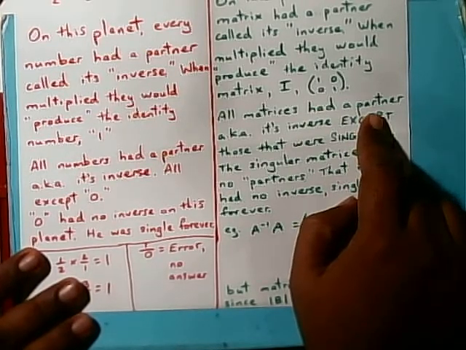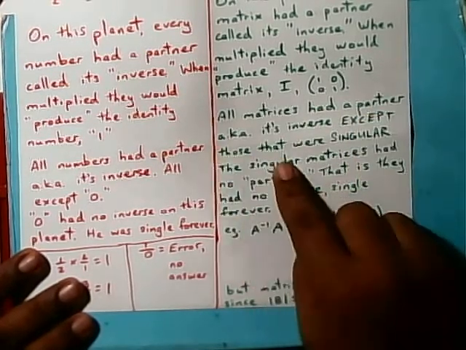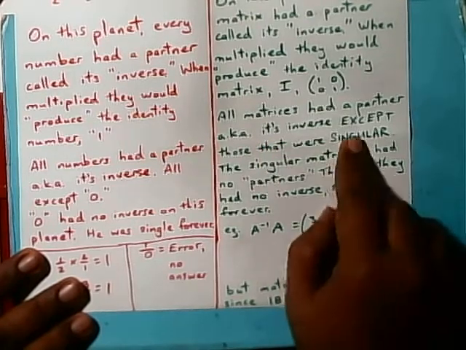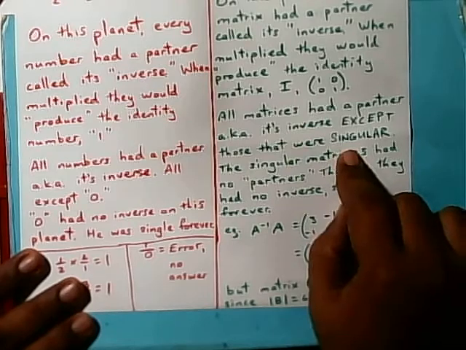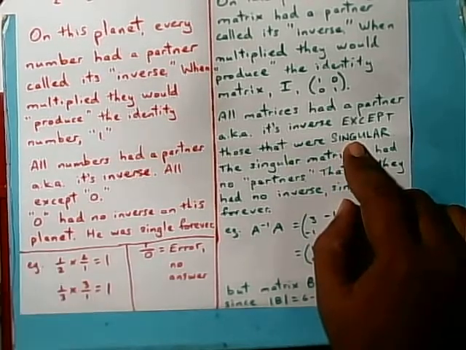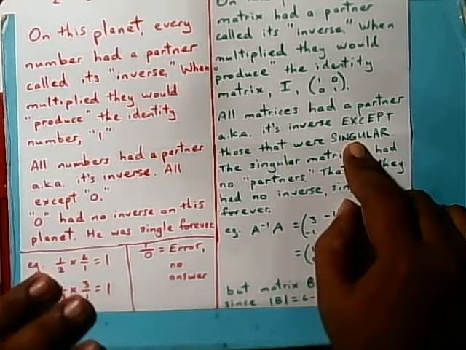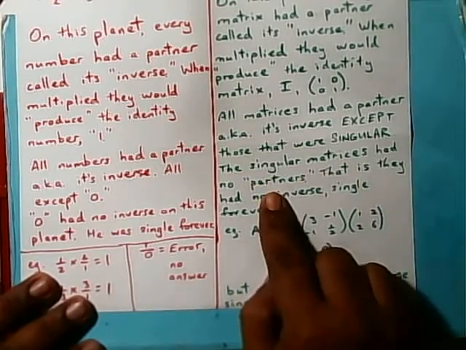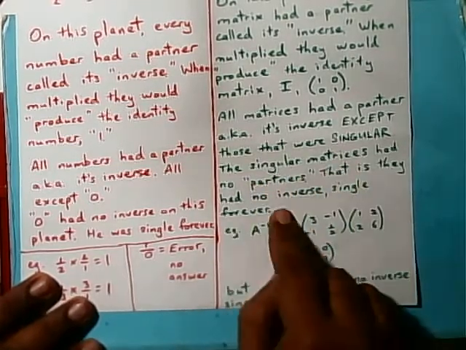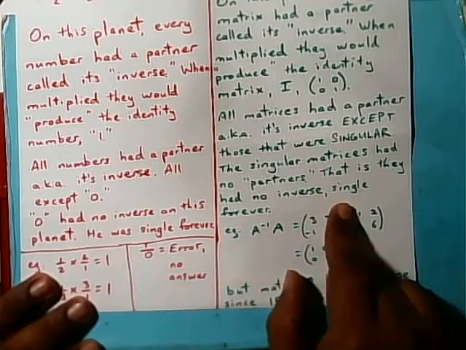Now, all matrices had a partner. That means all matrices were married, except for those that were singular. Obviously, if you're single, you have no partner, right? The singular matrices had no partners. That is, they had no inverse. They were single forever. Let's look at an example.